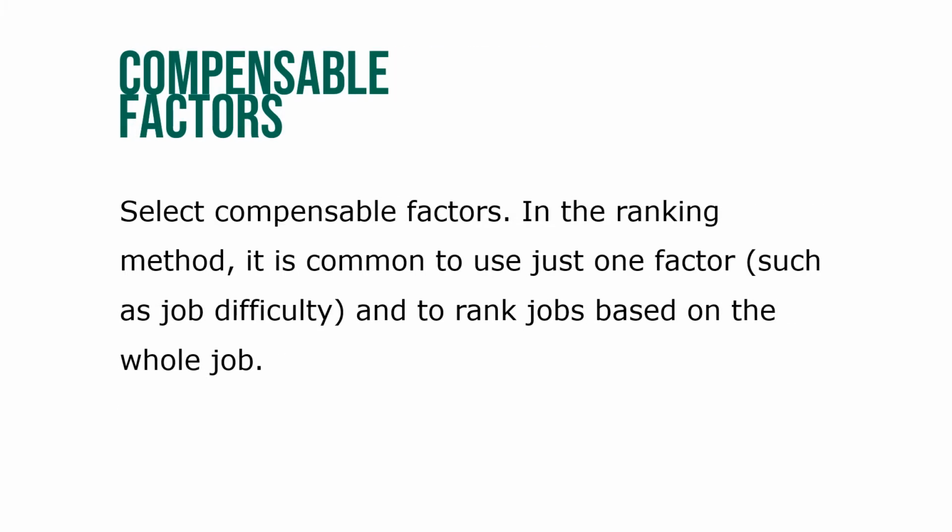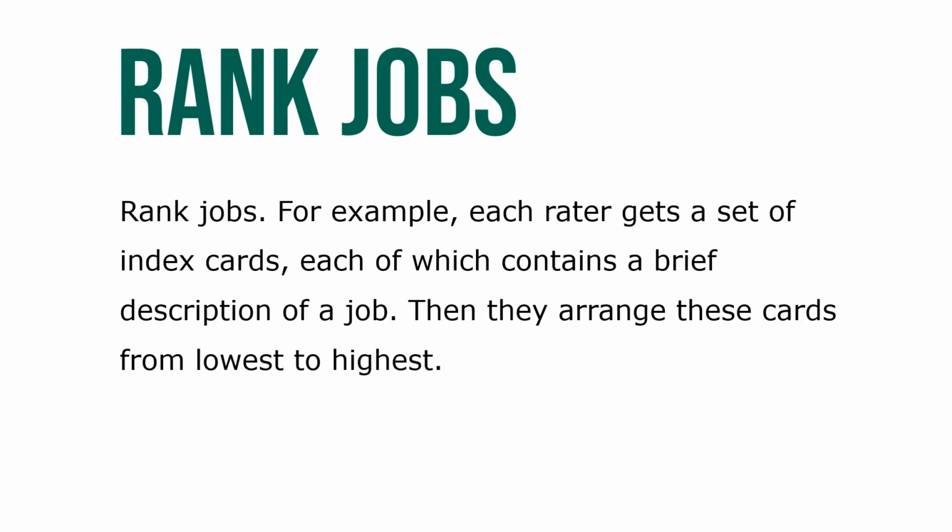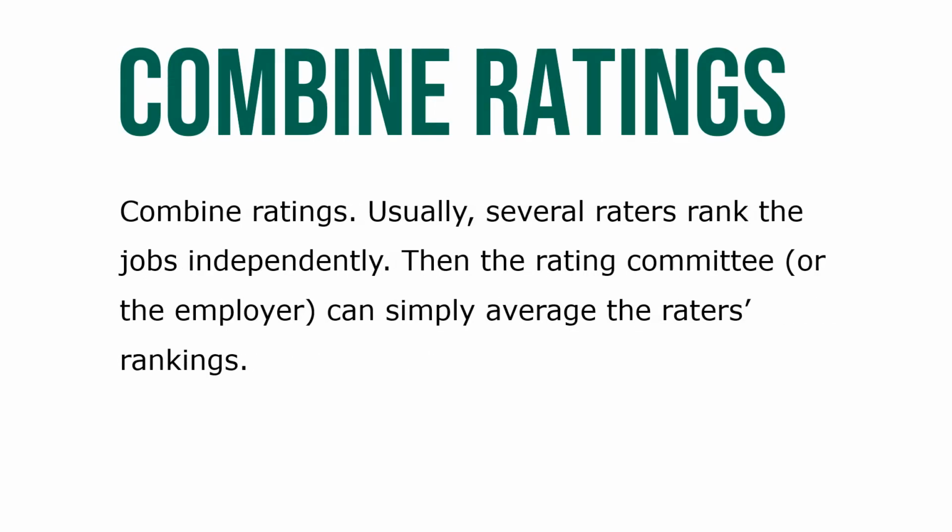Then we select compensable factors. In the ranking method, it's common to use just one factor, like job difficulty, and to rank jobs based on the whole job. Then we rank jobs. For example, each rater gets a set of index cards, each of which contains a brief description of a job. They then arrange these cards from lowest to highest. Then we combine the rankings. Usually, several raters rank the jobs independently. Then the rating committee or the employer can simply average the raters' rankings.